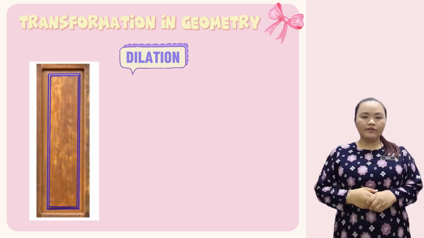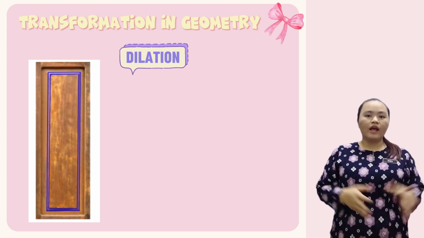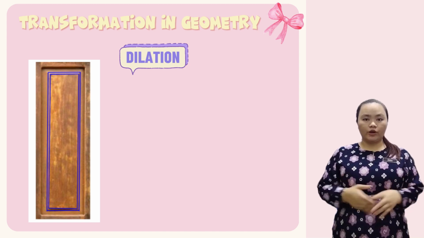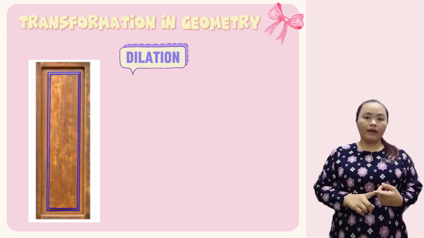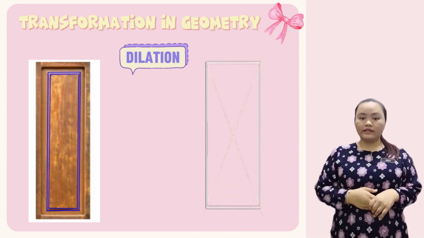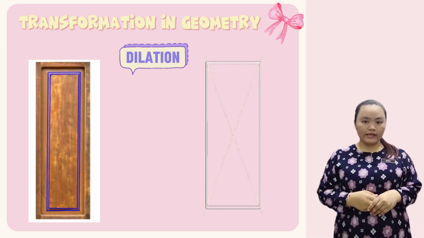Next, rectangular shapes at the door also apply the concept of dilation. From this picture, we can see the enlargement of rectangular shapes on the door, but the angles, shape and midpoints remain the same. The rectangle ABCD is transformed into rectangle PQRS after the dilation process.